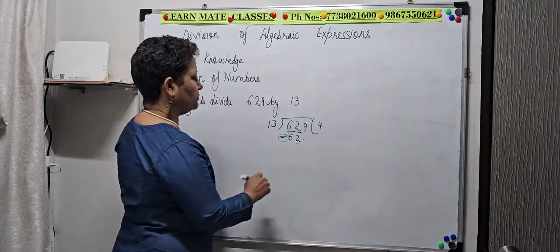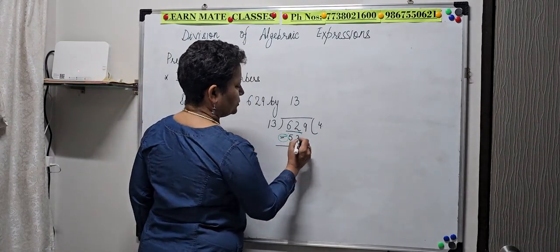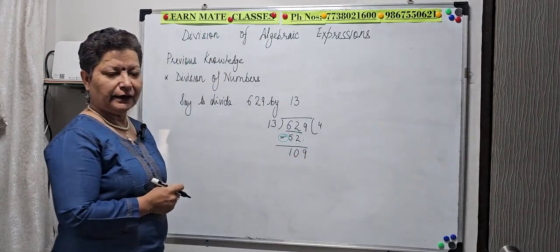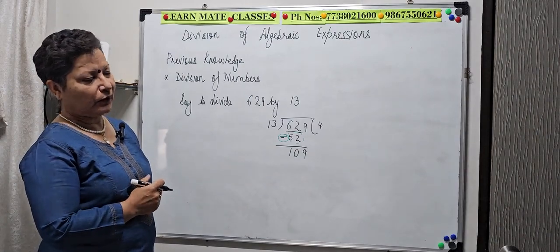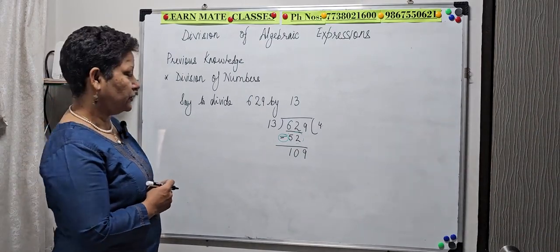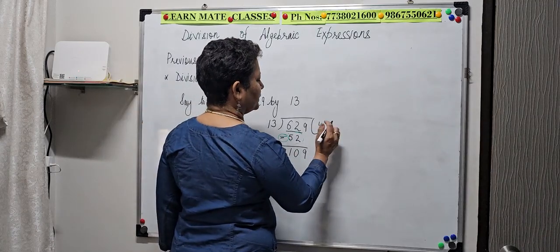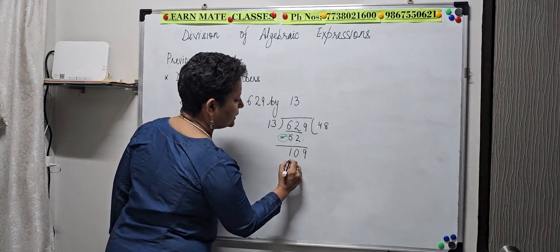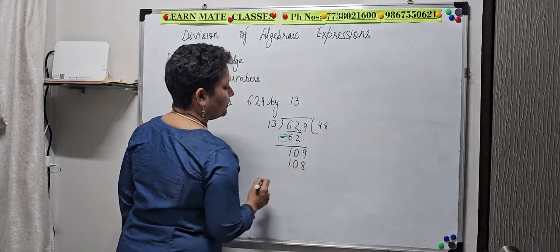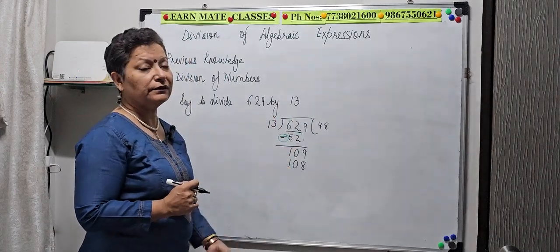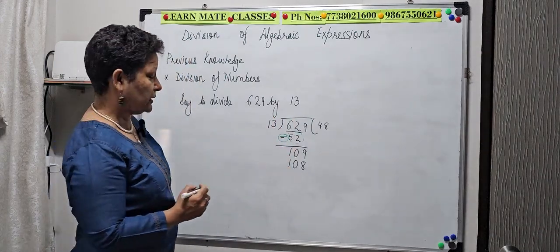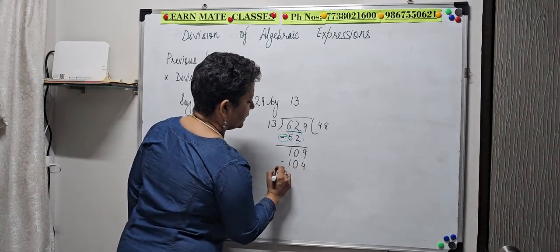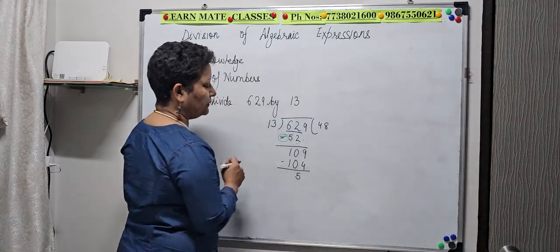When I subtracted, what did you get? 62 minus 52 is going to give you 10, and you have a 9 here. Now, in 109, if you look at your table of 13, 13 times 8 is 104, so you write 8 here, and 104 is written here. Again, my effort is to reduce the dividend to get a 0 remainder if possible. So I get my remainder of 5.